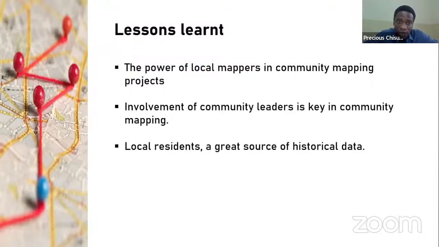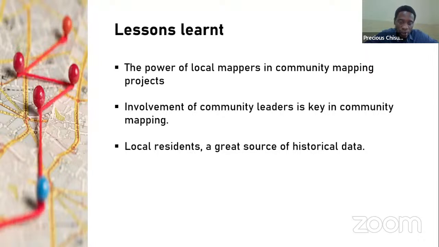So there were a number of lessons learned. First of all, we learned on the power of local mappers in community mapping projects. Like I said, I had to involve someone who was more local to the area and was very helpful in having my way around the community and being able to have an easy way around the interviews to help in the survey collection of the data.